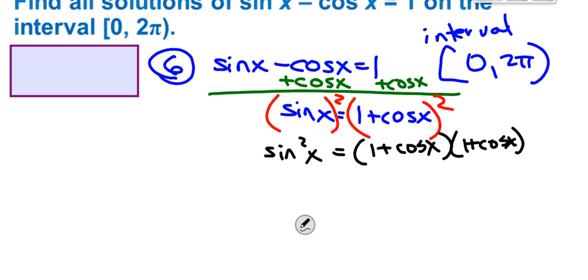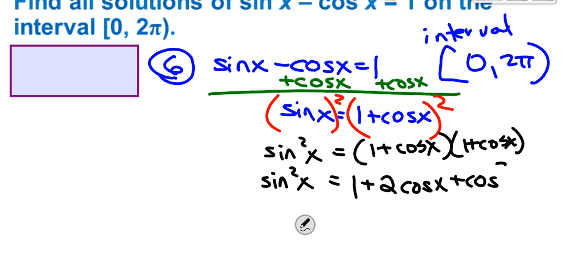And I do tell you a lot, don't skip steps. But that's a step that you can make anytime. Anytime you have a binomial squared, if you can square it in your head, certainly you can write that down. But if you don't want to, you can just write it out and distribute, or use the FOIL method. 1 times 1 is 1. Outside, 1 times cosine x is plus cosine x. Inside, 1 times cosine x is cosine x. So it's going to be plus 2 cosine x.